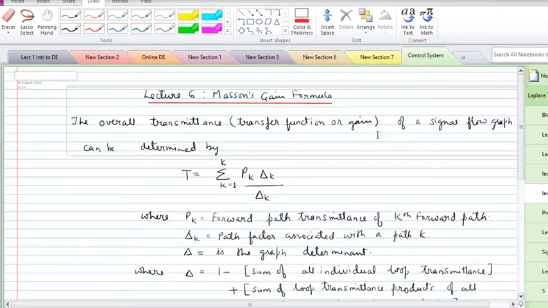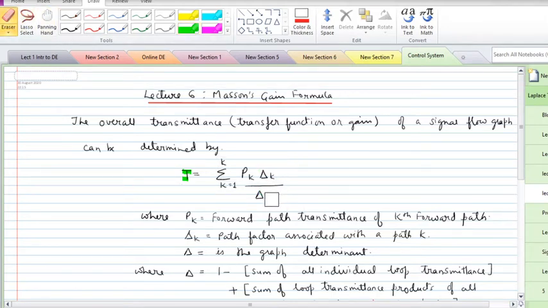And the formula is T, where T stands for transfer function, equals the summation of Pk delta k divided by delta, where Pk is the forward path transmittance of the kth forward path. Delta k is the path factor associated with path k.